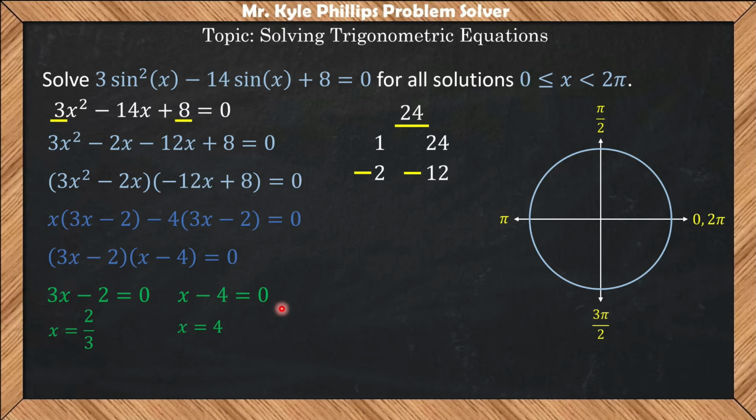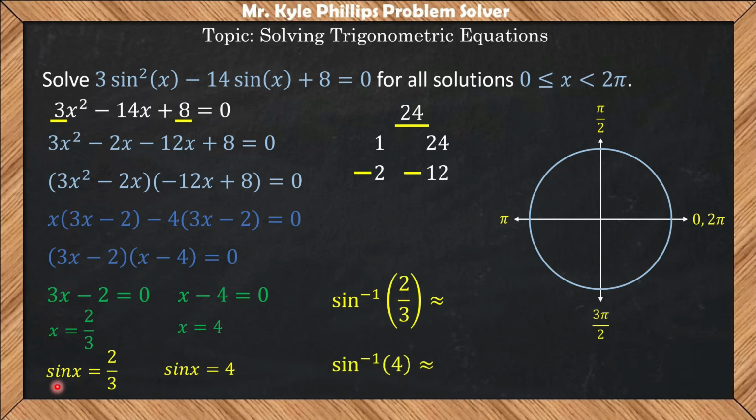Now, the problem did not want us to find the solution when x equals 0, rather when sine of x equals 0. So since we've solved for x here, what we'll do is we'll replace each x with sine of x. So that gives us sine of x is 2/3 and sine of x is 4. Now, here, if I wanted x by itself, I need to undo this sine. And the way we undo sine is to take its inverse.